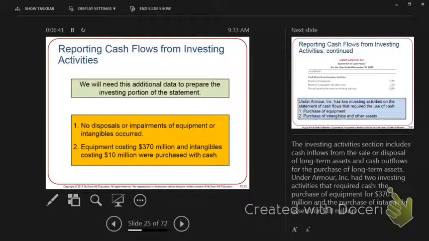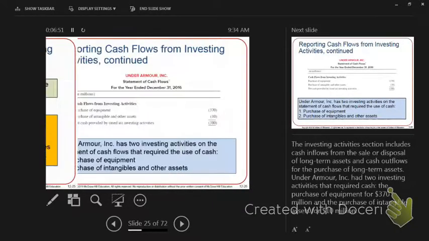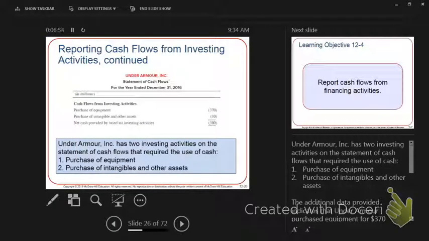Equipment costing $370 million and intangibles costing $10 million were purchased. If those items were purchased, they spent cash. So you're going to record that as a purchase of equipment, a decrease of $370 million, and a decrease of $10 million. So a total decrease of $380 million, showing that they purchased those items with cash. And you list them separately because investors are going to want to see what you spent that on.